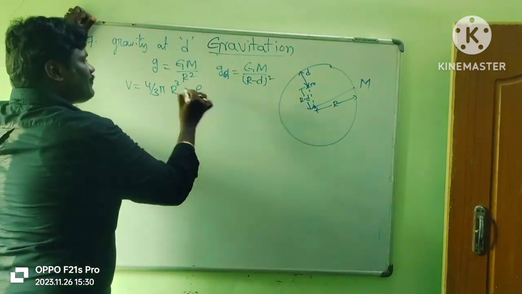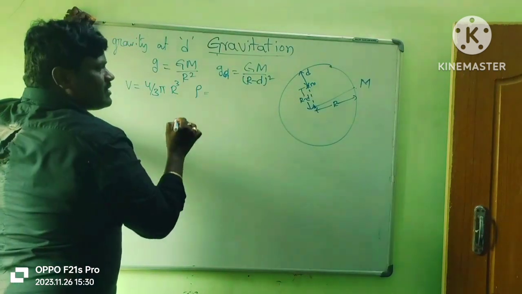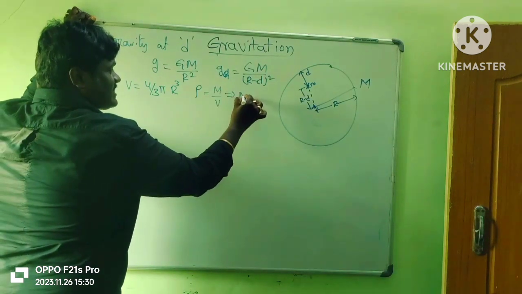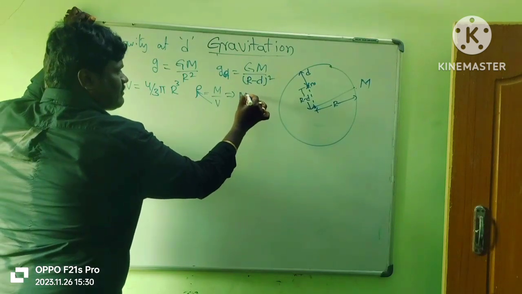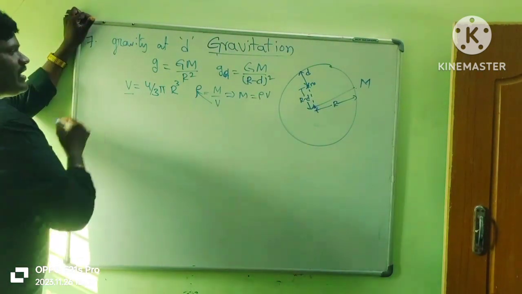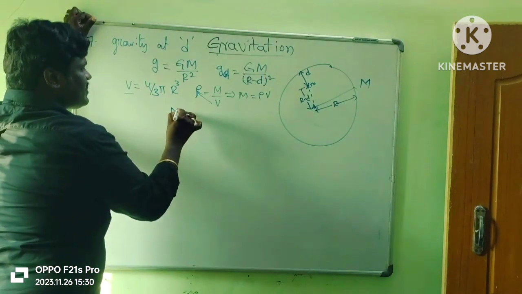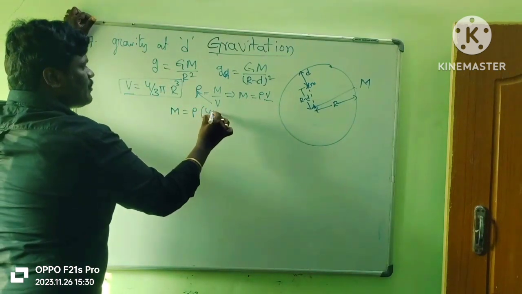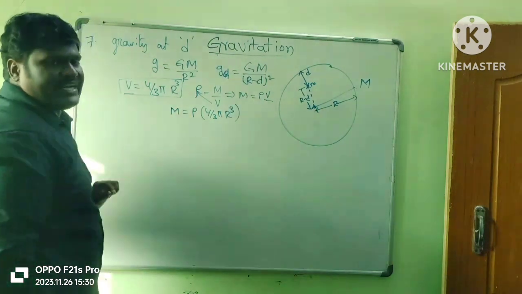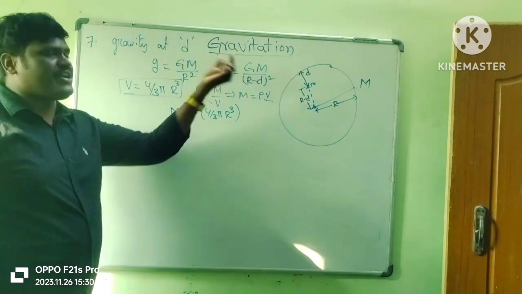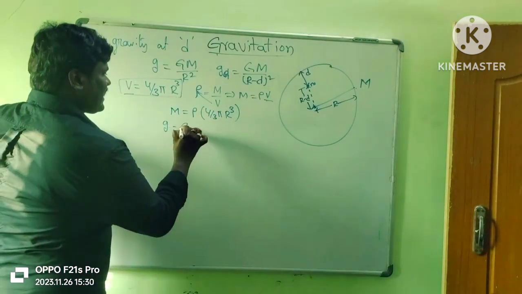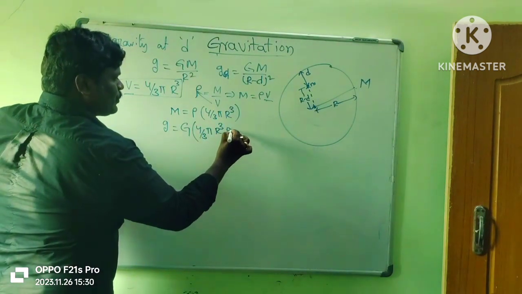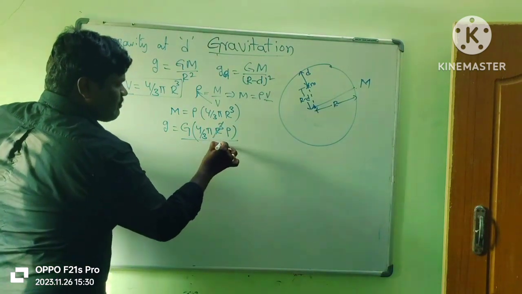We know the density of the sphere rho is mass by volume. But mass is equal to rho into V. We know V, so we substitute: mass is equal to rho into 4 by 3 pi R cube. Now substitute this value in these two equations. Small g is equal to capital G into capital M, which is 4 by 3 pi R cube into rho, by R square. So R cube and R square get cancelled.